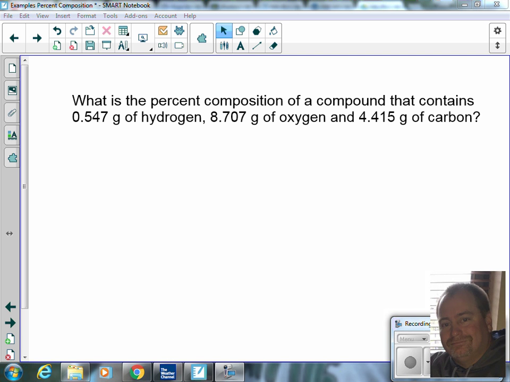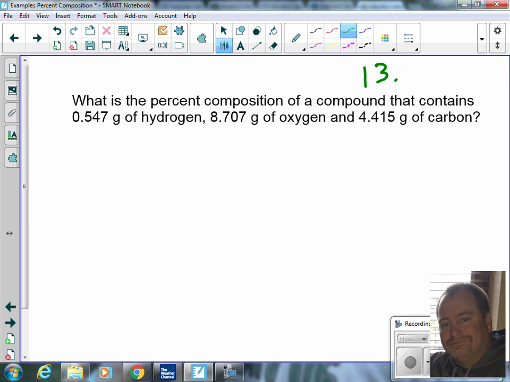So what they have done here, people, is they've given us the mass of every element that is present in the compound. What we need to do is add those masses together to get a total. So let's do that. 0.547 plus 8.707 plus 4.415, and I get my total mass to be 13.669 grams.